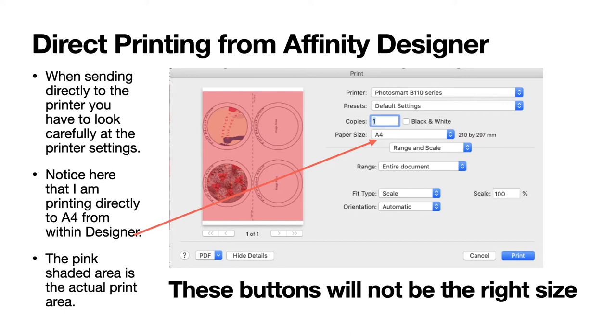The pink shaded area is the actual print area. And you think, oh wow, that's pretty good. I've got the whole design on there. And it's automatically adjusted the paper, and it's scaled at 100%, and the fit type is scale. That tells you, even though it's 100%, it's adjusted it for A4. Now A4's a lot bigger than US letter. Well, it's not a lot bigger, but it's considerably bigger. So you're going to run into problems.